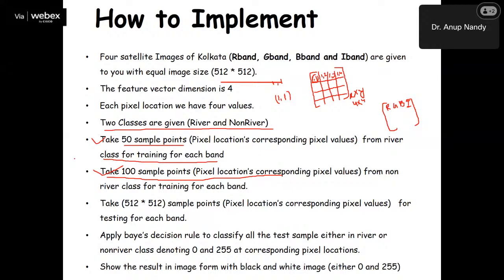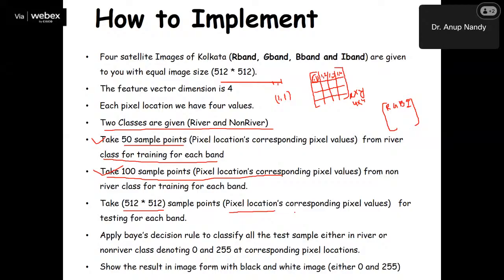Whenever you test, your test image should be the total image. Why the total image? Because ultimately you start with this input image of 512 into 512, and the image that you are going to display will also be 512 into 512. So take 512 into 512 sample points, meaning you take the pixel locations, and for each pixel location you can get the 4 different values for the test image. So you have to check that.